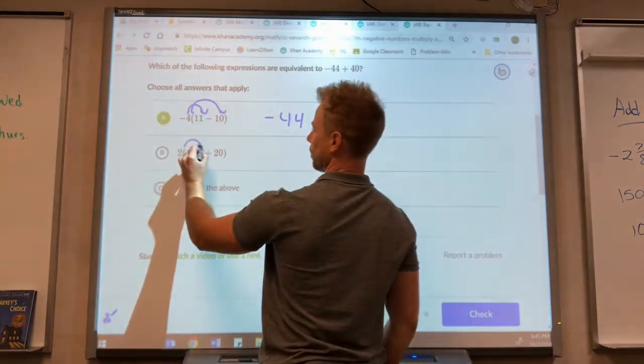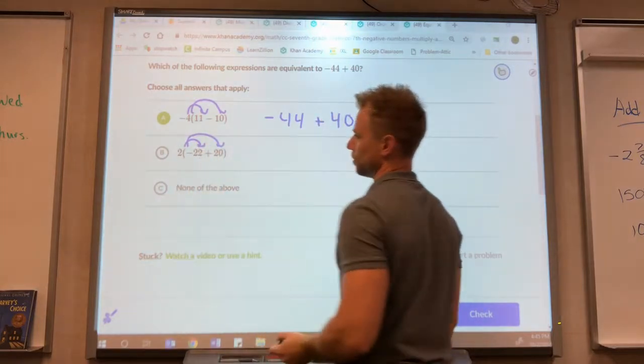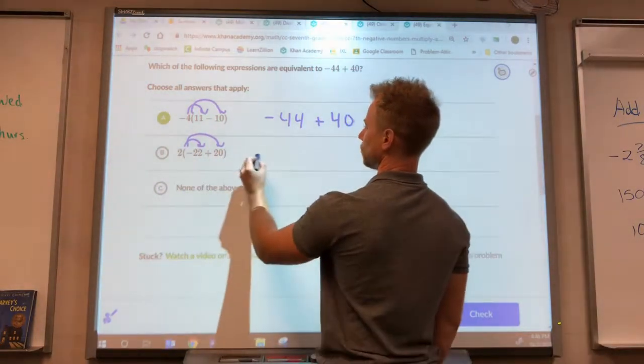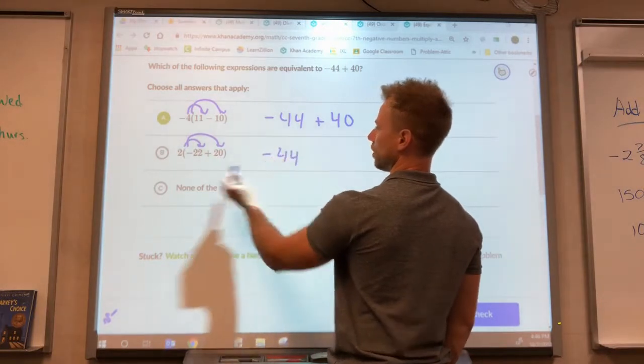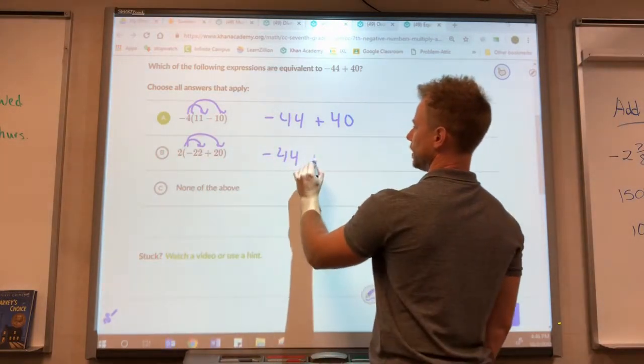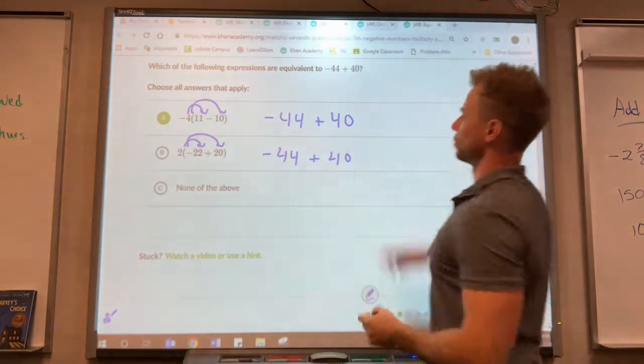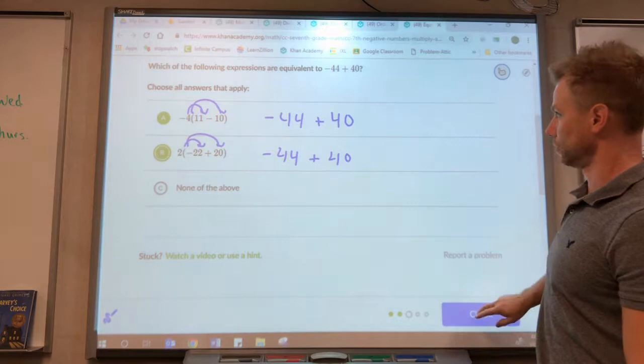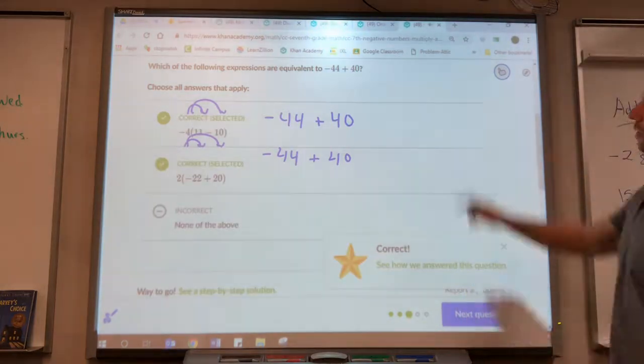And the same thing here. Whatever is on the outside has to be multiplied by everything on the inside. So 2 times negative 22 is negative 44. 2 times 20 is 40. So again, that matches what we had up here. So both of those are equivalent to what they gave us up there.